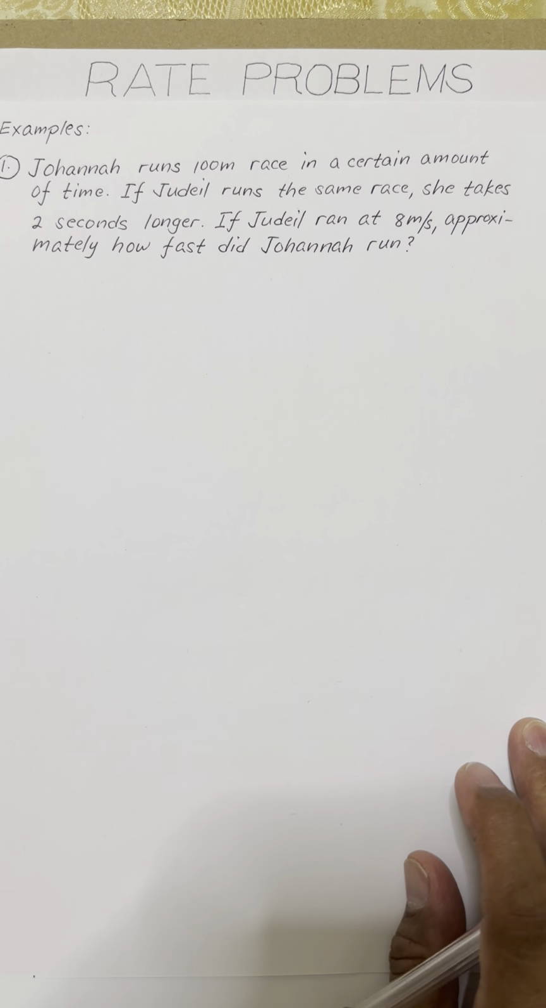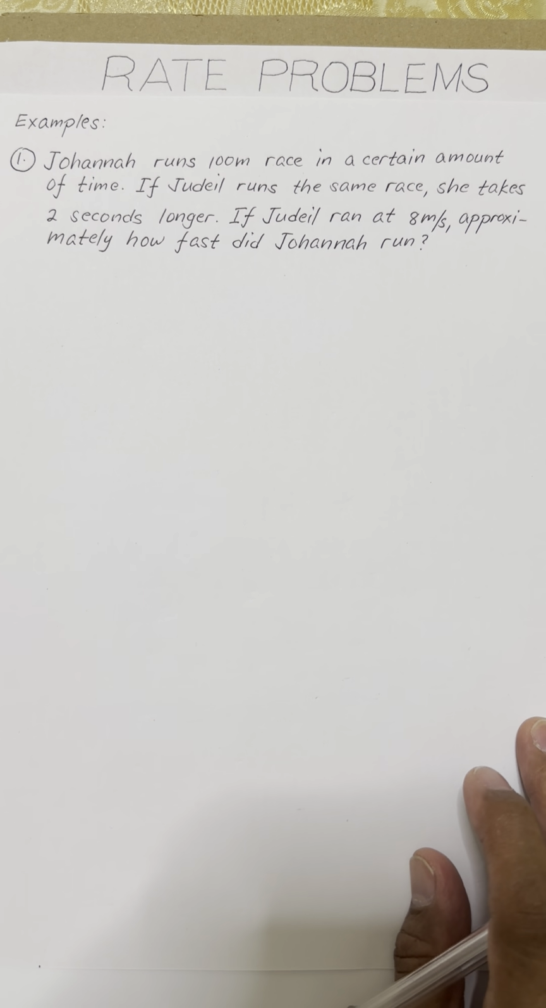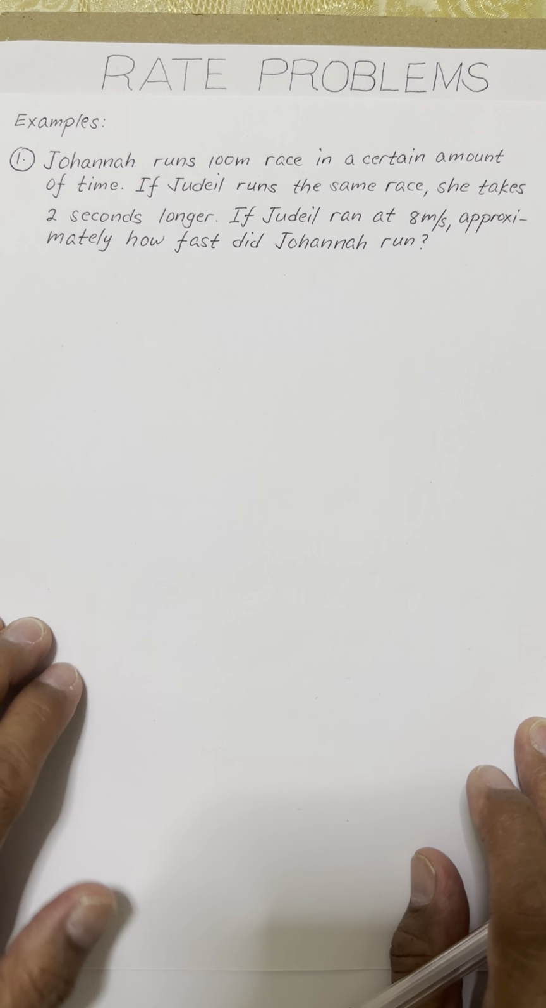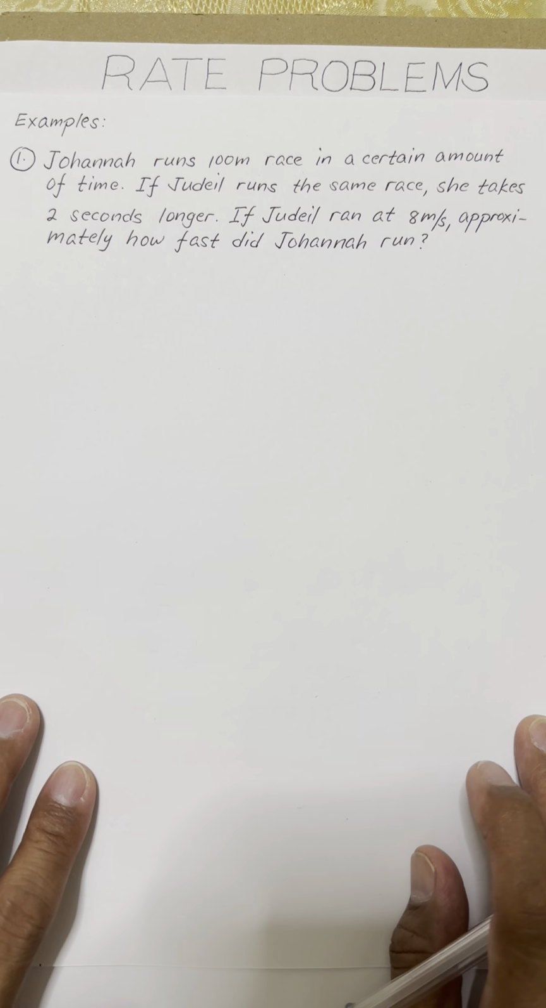Okay, so here's our first example of our rate problems. We have done already several problems. We have the clock problems, we have the work problems, we have the percent problems, and we have the numeric word problems, or number-based word problems, or simply called number problems. And now the fifth one is the rate problems. So this is our first example.